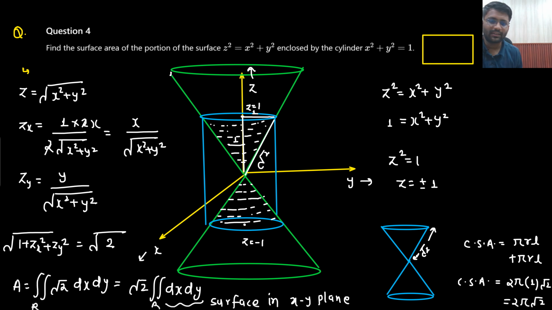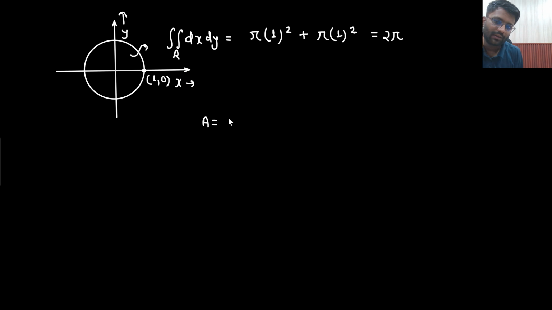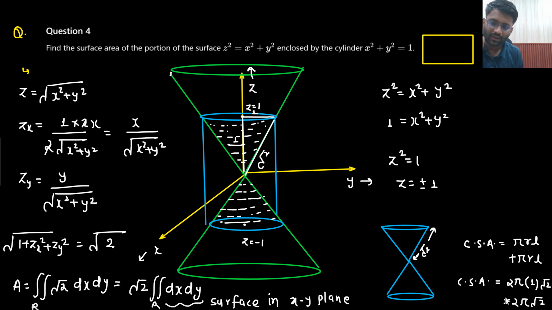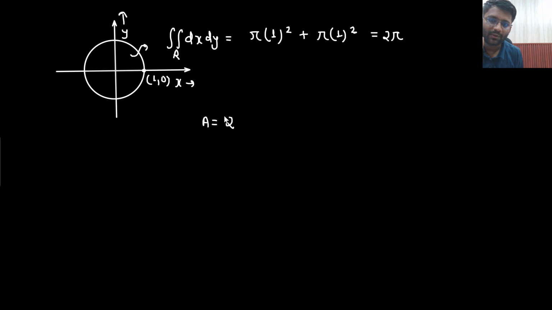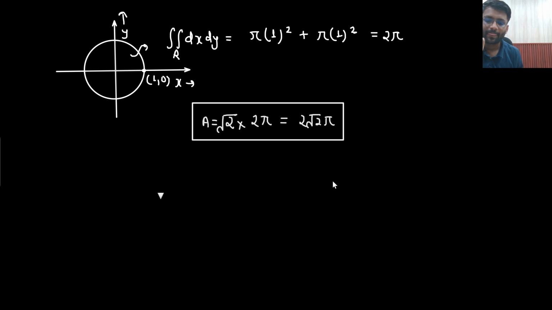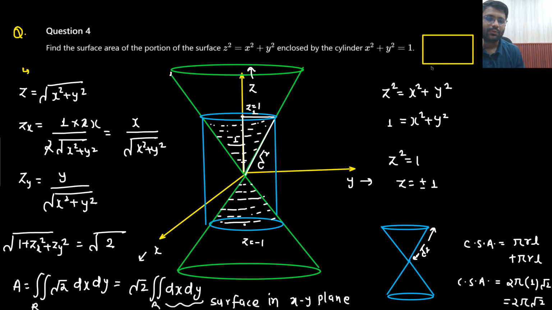So what will be the answer? Area will come out to be 2. Under root 2 is already outside. Multiply with 2 pi. So answer is 2 under root 2 pi. That will be the answer that we will be getting. With respect to geometry as well, it could have been solved. With respect to calculus as well, we have solved, 2 pi and root 2 is the answer that we are getting.